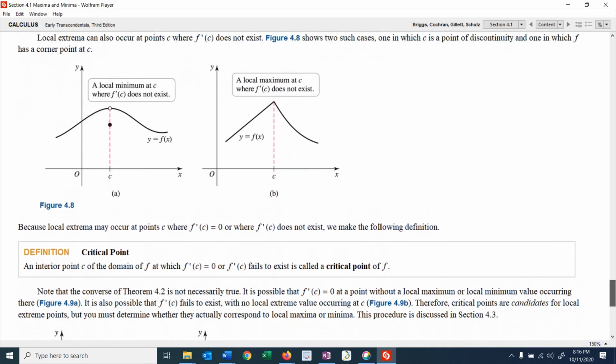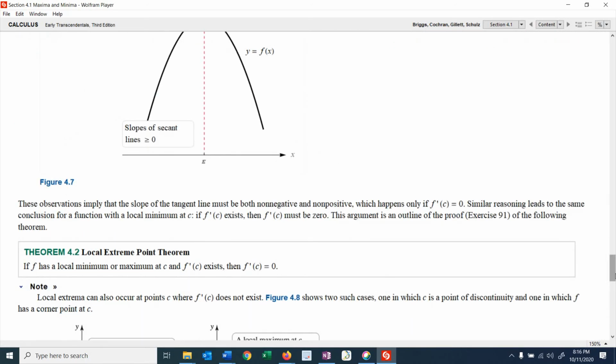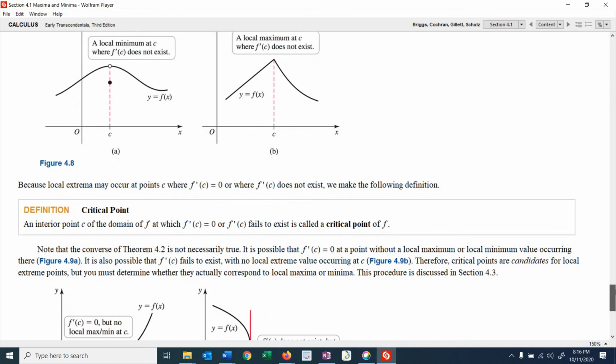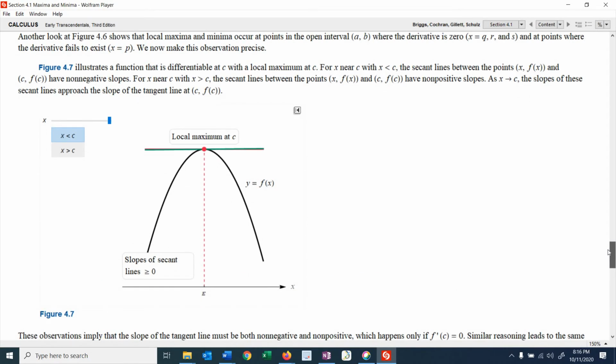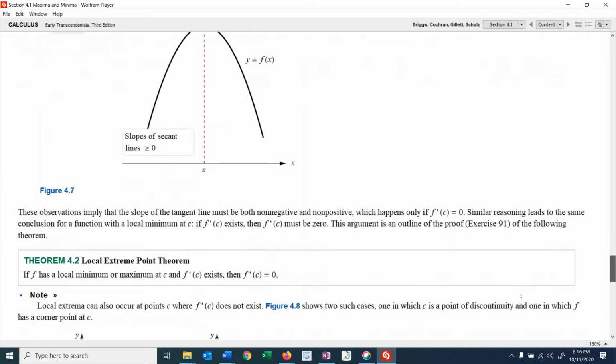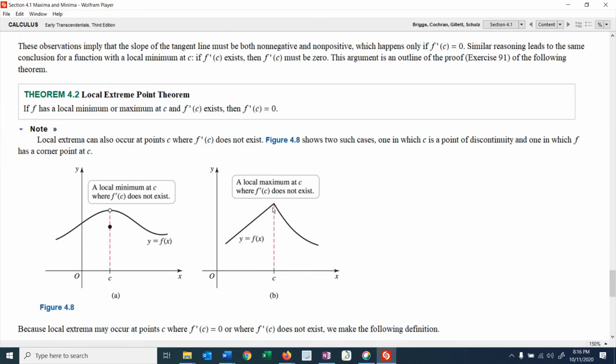Okay, so when we go to look for local minimums and local maximums, which we're going to do in the next video, we're going to try and find them by locating the places where the derivative is either 0 or does not exist. Because if we have a local maximum or local minimum, we know it either has to occur at one of these smooth turning points where the derivative is 0, or it must occur at one of these sharp turning points where the derivative does not exist.